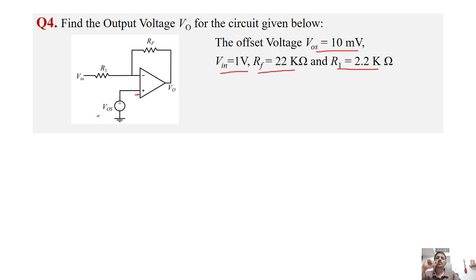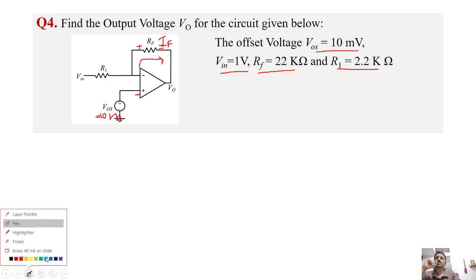And this VOS is 10 millivolt. So the question is to find the output voltage V naught. So how will we find the output voltage? Suppose there is some current flowing like this, IF. So the drop across this resistance will be plus minus, right? So what is the output voltage? The output voltage will be the voltage drop across this resistance, right?